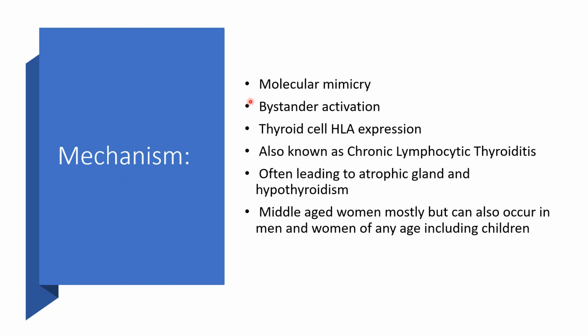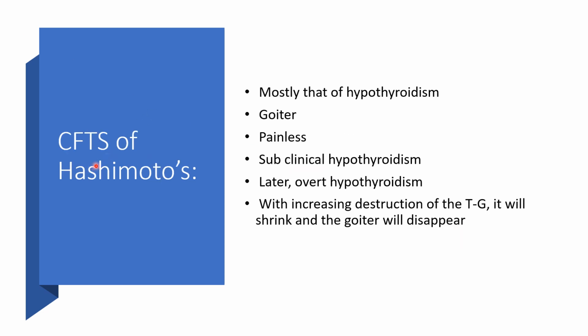The mechanism. There's molecular mimicry and bystander activation. Thyroid cell HLA expression, also known as chronic lymphocytic thyroiditis, often leading to atrophic gland and hypothyroidism. Middle-aged women are mostly affected, but it can also occur in men and women of any age, including children. The clinical features of Hashimoto's will be mostly that of hypothyroidism.